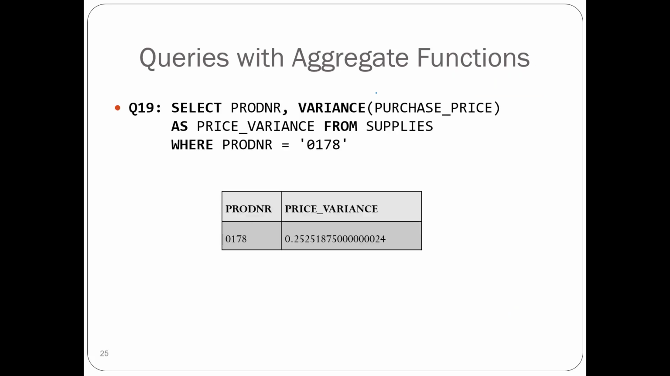And the next query that we have, which is query number 19, here we are making use of the variance aggregate function. We want the variance of the purchase price from the supplies table. Okay, so we will say select prod nr, variance purchase price as price variance from supplies where prod nr is 0178.